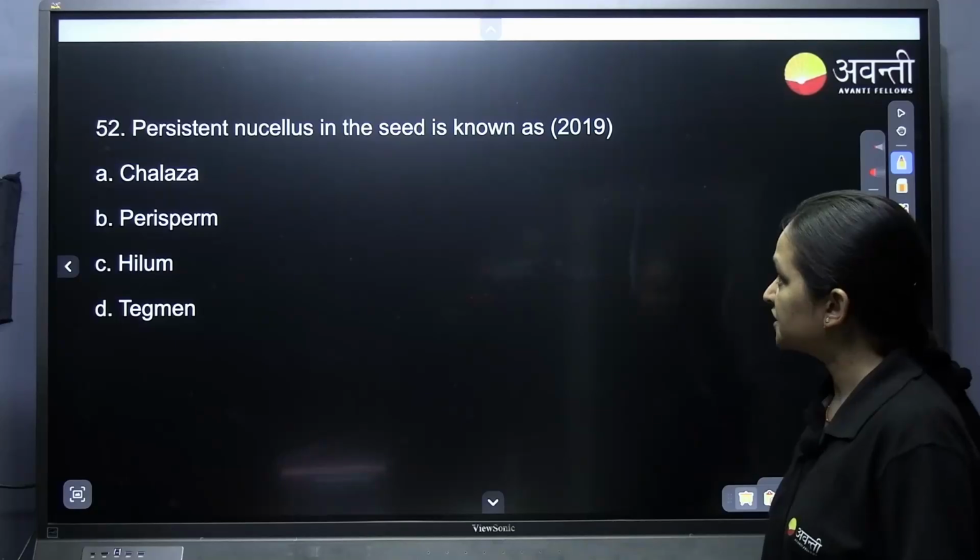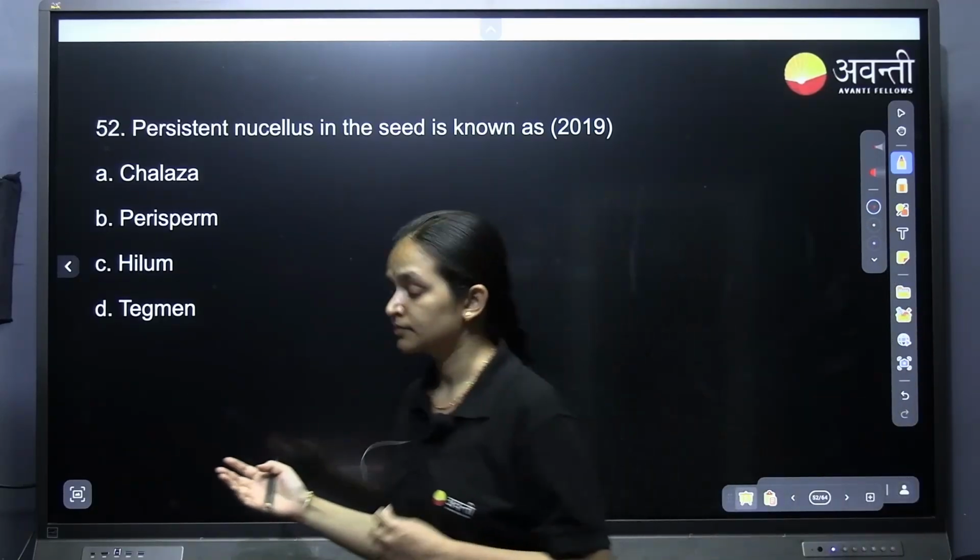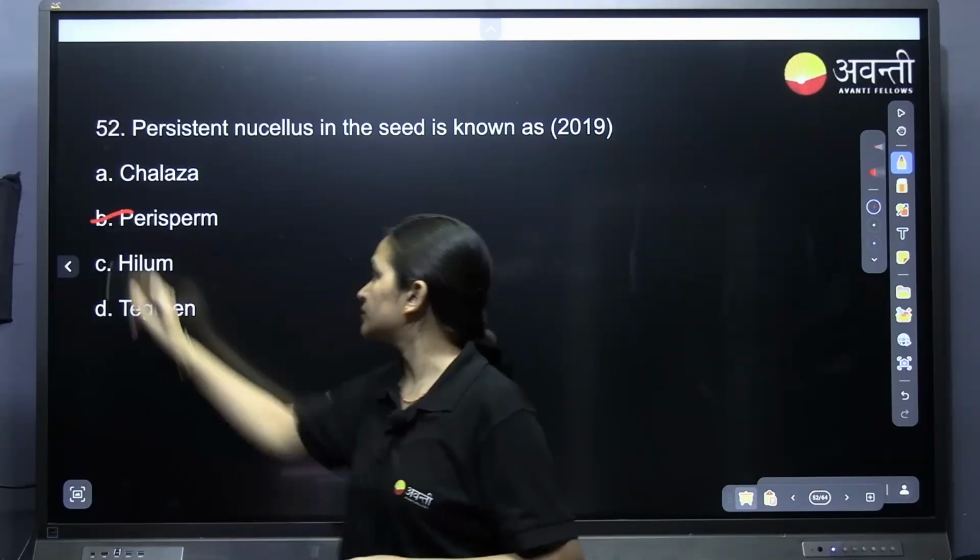Persistent nucellus in the seed is known as, you know it, just perisperm. Perisperm. Very good.